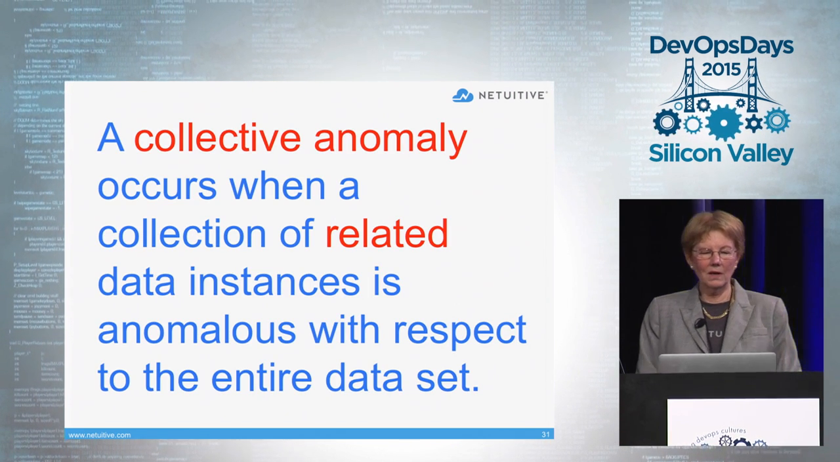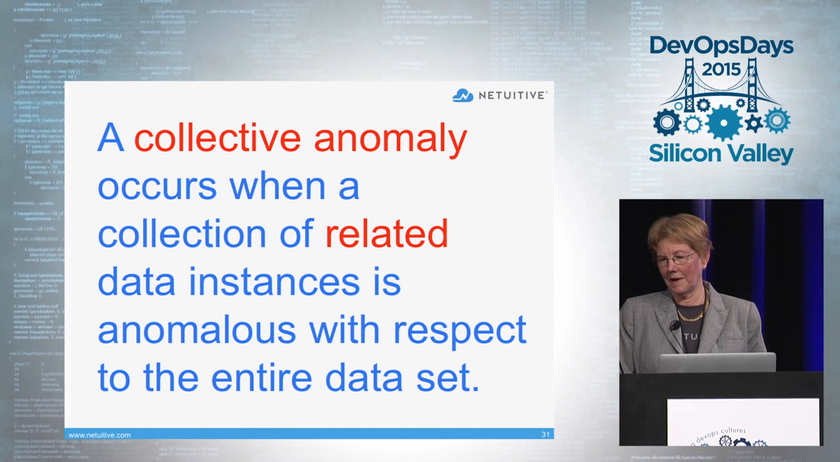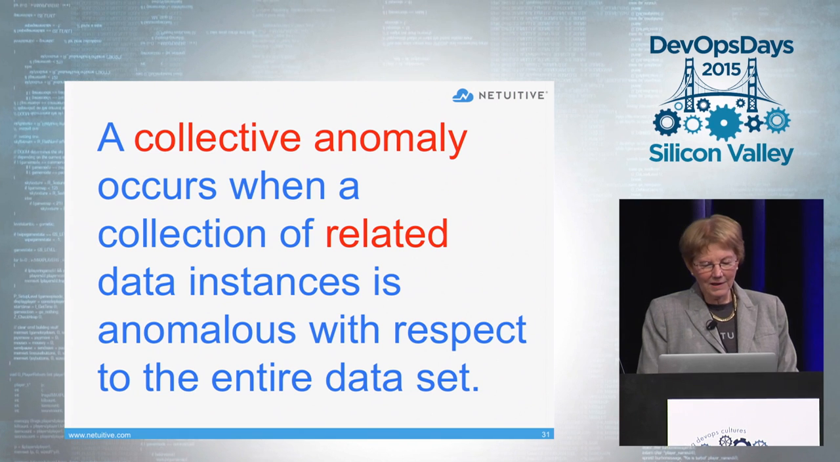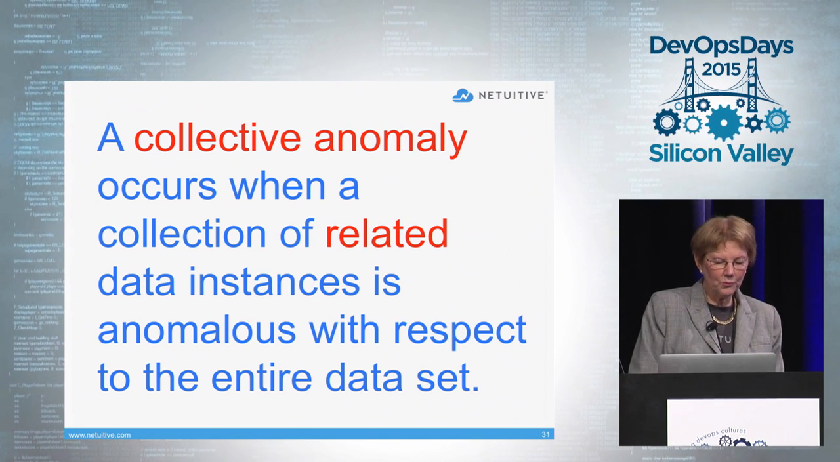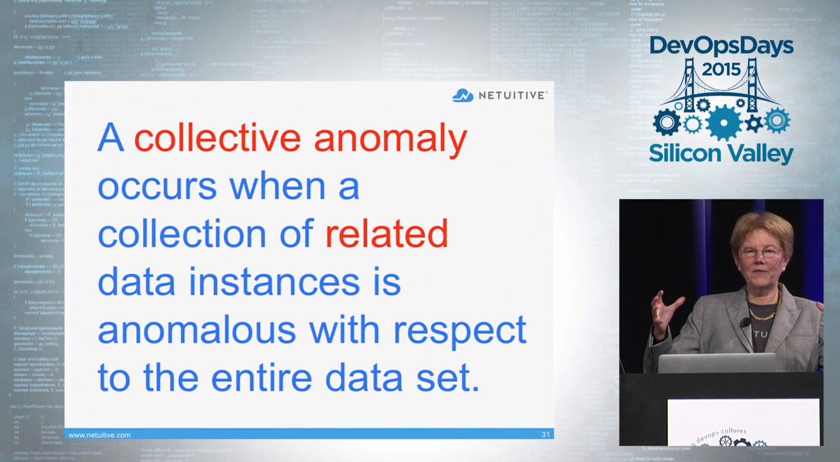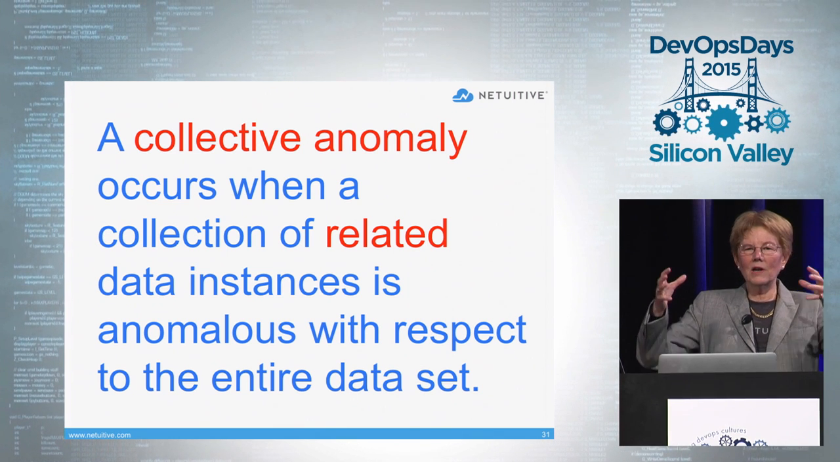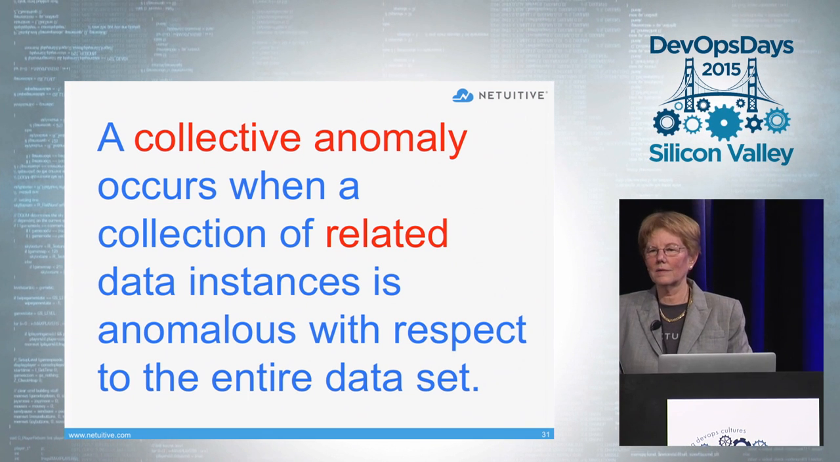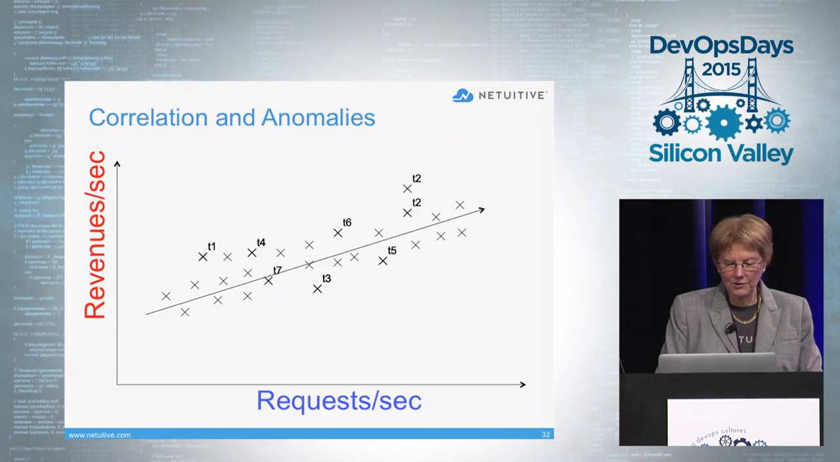Last type, a collective anomaly. That occurs when a collection of related data instances is anomalous with respect to the entire set. So what you're thinking about is a set of things, and they're changing along in sort of lockstep, and then suddenly one of them goes haywire. Okay, so let's look at one of those.